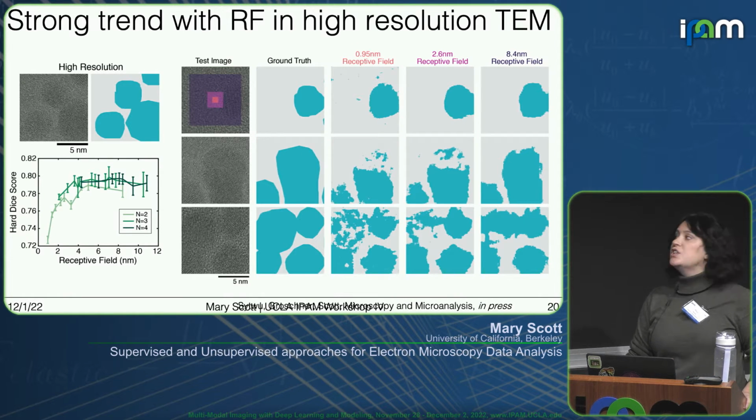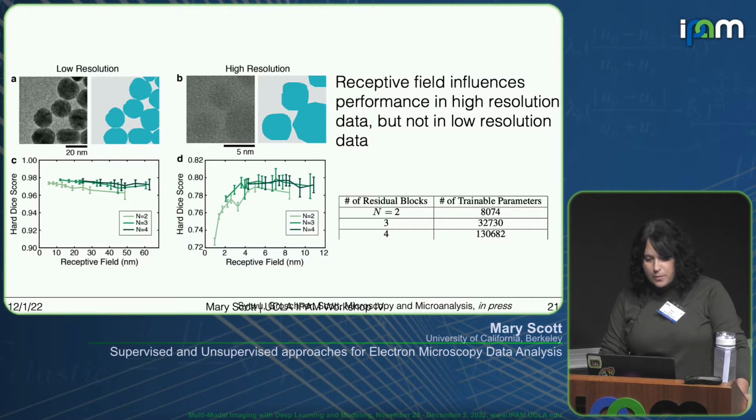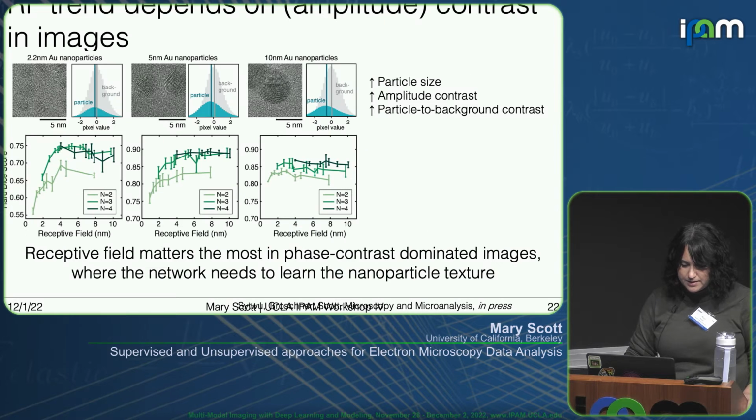However, if we switch to high-resolution images of smaller nanoparticles, all of a sudden we see a strong trend. Here, as we tune the receptive field and make it larger, our performance increases. We still see a general trend of performance increase with number of tunable parameters, but within neural networks that have the same number of tunable parameters, as we change the receptive field independently, our performance gets better. So this is a distinct difference. Receptive field influences performance in high-resolution data, but not in low-resolution data. And this is just them side by side. Sorry, my citation is jumbled down there.